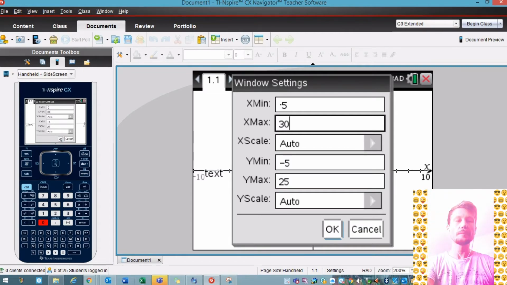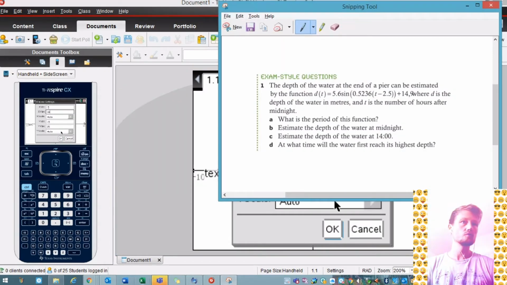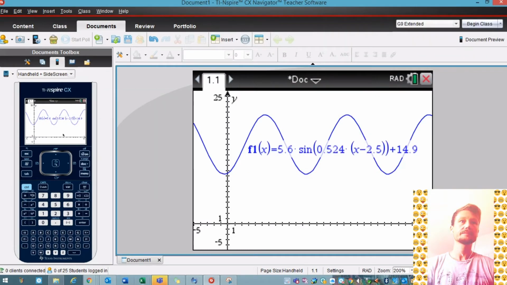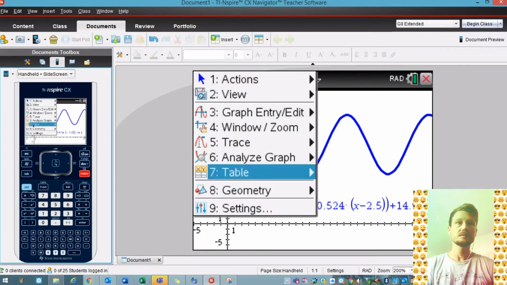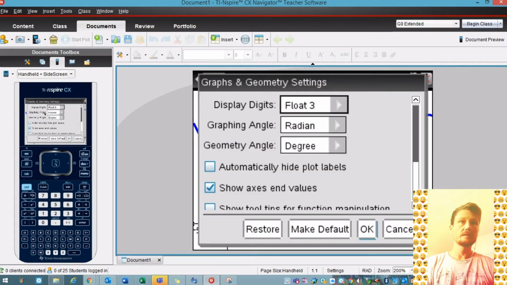Think about what I did there. I didn't just zoom fit, I tried to understand the problem. I thought about the amplitude, the vertical shift, and what t was in terms of, which was hours, where midnight is 0. Putting that in, I'm now able to see my graph. It's also important that you have your graphing settings in radians. So you want your graphing angle in radians.